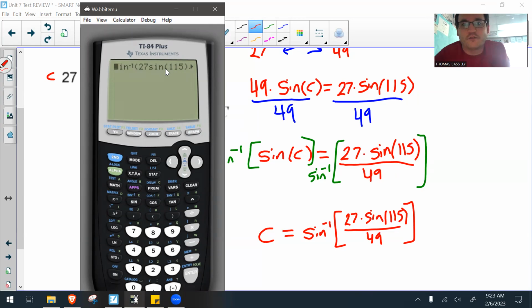And then we have the regular sine that had another opening parenthesis, right? So if you have 2 opening parentheses, you have to have 2 closing parentheses. Right? Then we're just going to press enter.